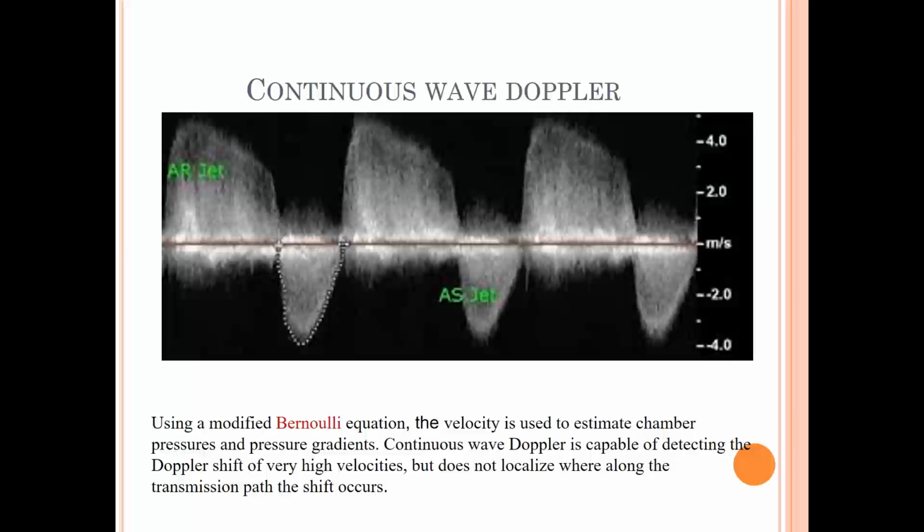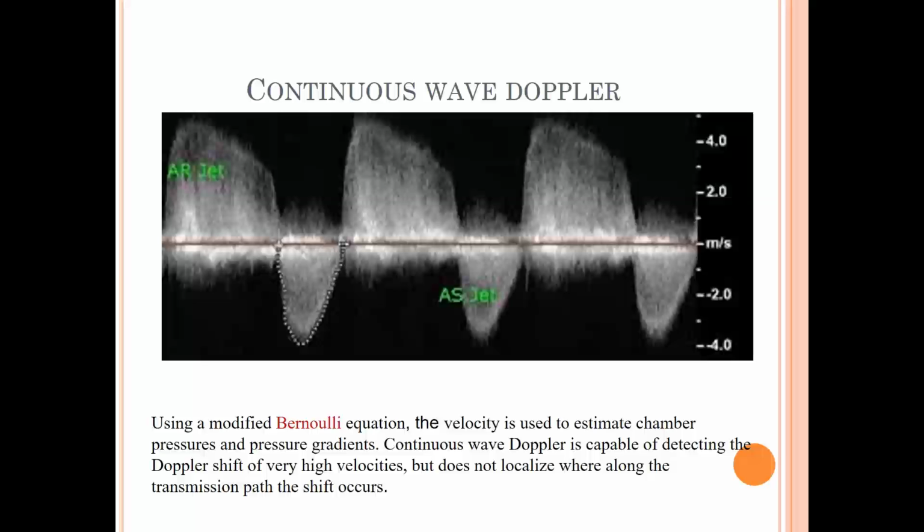And using a modified Bernoulli equation, the velocity is used to estimate the chamber pressure and pressure gradients. A continuous wave Doppler is capable of detecting the Doppler shift of very high velocities, but take into consideration it does not localize exactly where along the transmission path the shift occurs. And this is different from the pulsed wave Doppler.